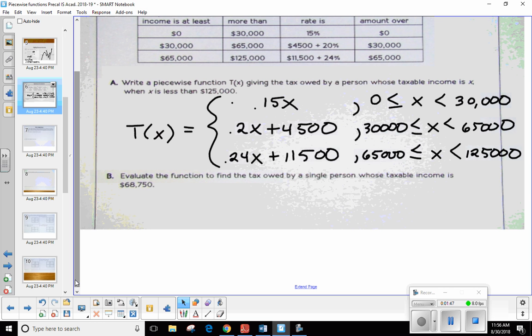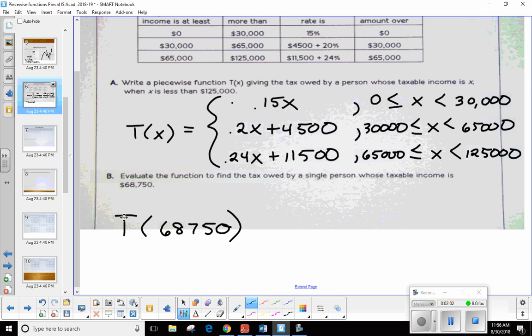Okay. So what am I going to do? Basically what this is asking me is I want to evaluate this function T of 68,750. Okay, but there's one catch. Genevieve, do you see it? Do you see what I'm referring to? Like, what were you going to say? Close. Now, 68,750, it definitely falls in this third function, right? Between 65,000 and 125,000.